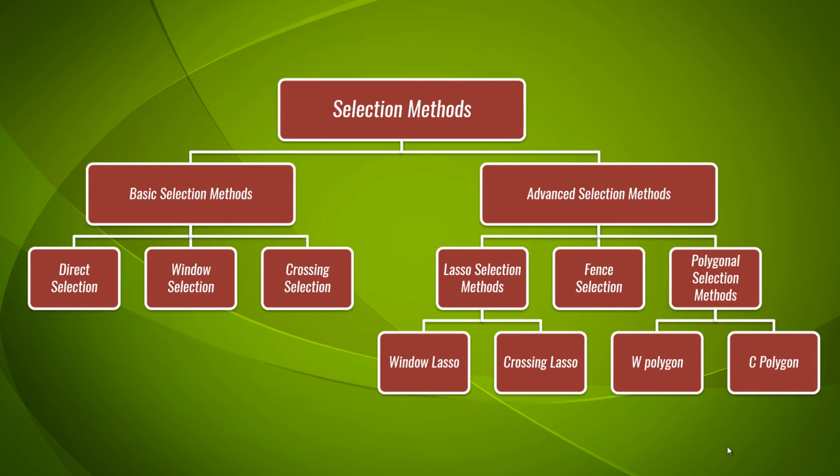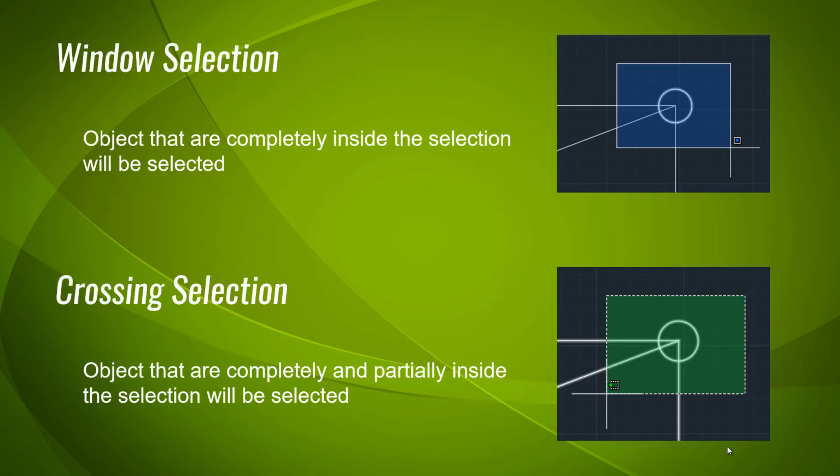Before that, let's learn what window and crossing are. In window selection methods, objects that are completely inside the selection will be selected. As you can see here, the circle is completely inside the selection, whereas the lines are not completely inside the selection. So in window selection, only this circle will be selected.